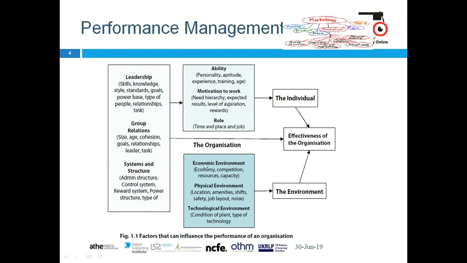Okay, system and structure. So if you want to achieve your performance, whatever they are supposed to achieve, we need to make sure we have systems and structures in place. Admin structure, control system, reward system, power structure, and the types of all this we need. Then ability of people. So we need to look around the personality, attitudes, experience, training, motivational theories we can use, how we reward the people.